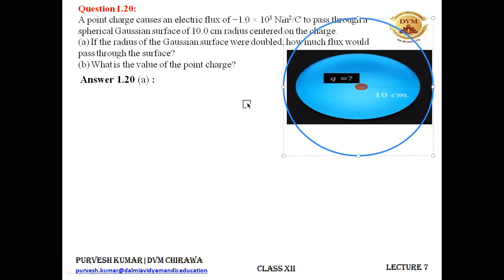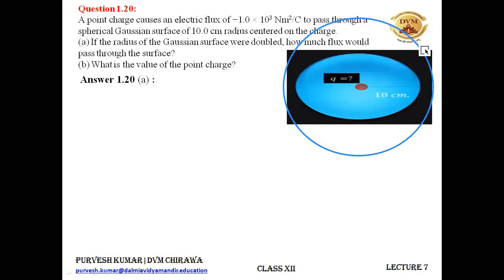Since this Gaussian surface is doubled in radius, does it have anything to do with the charge? The charge remains the same. So no change in the charge that is enclosed by the Gaussian surface. The flux is given by Q upon epsilon naught. Q remains same, epsilon naught remains same. So the flux, even if the radius is increased, remains same because the flux does not depend on the dimensions of the Gaussian surface, rather it depends on the charge enclosed by the Gaussian surface, which remains the same.